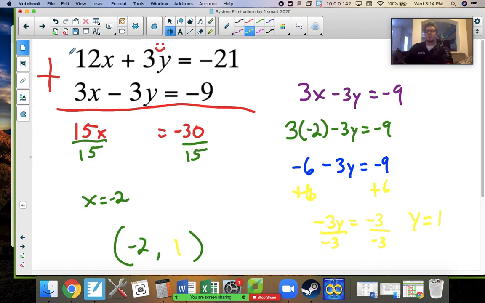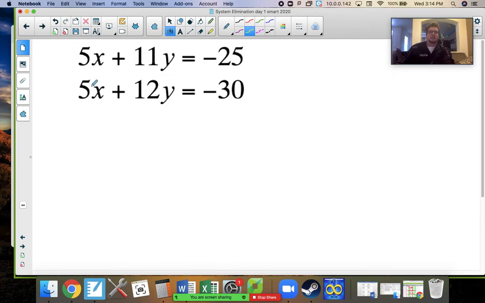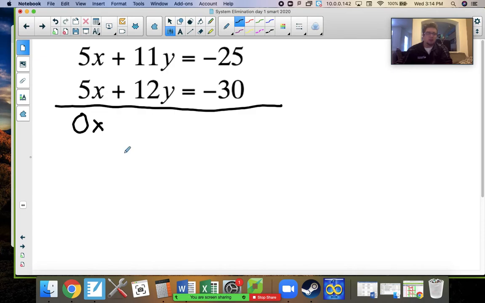So you might be wondering, all right, what happens if we have the same number, but they're the same sign? Like this one. Everything's lined up. Our x's have the same number in front, but they both happen to be positive. I still need to create a 0x, so 5 minus 5 is going to give us that 0.